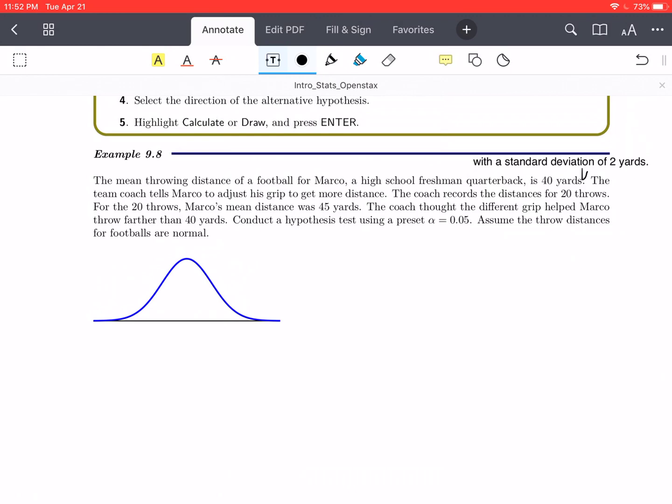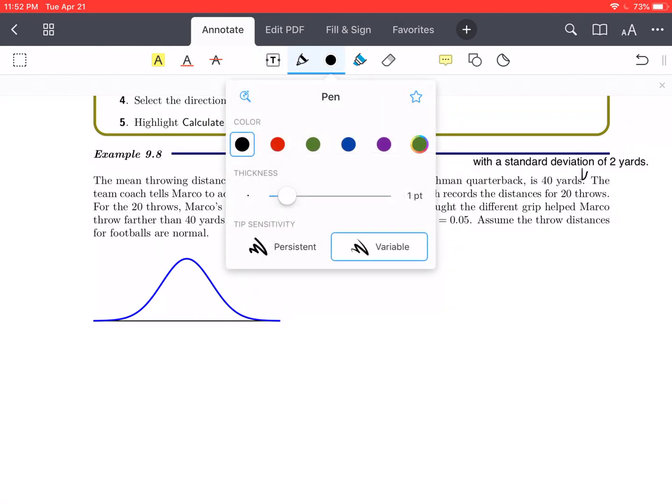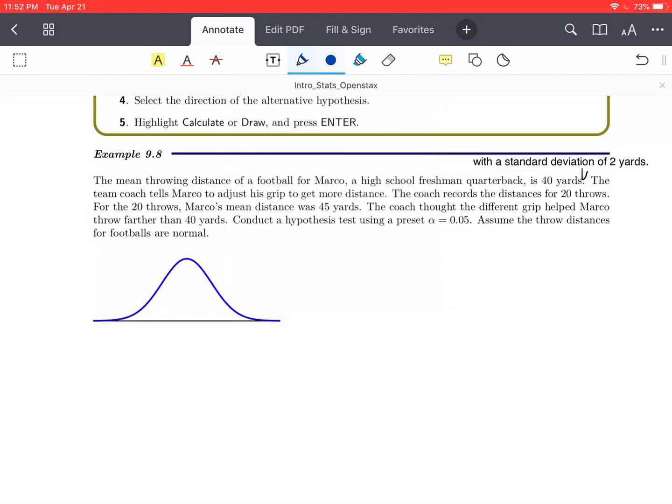Or did he just have one really good throw that pulled the mean up higher? So these are what we need to check for. Okay, so first up, let's establish our hypotheses. Our null hypothesis is that his average throwing distance is 40 yards. And the coach thinks that this change in grip helped the distance go greater than 40. So this is our null and alternative hypothesis.